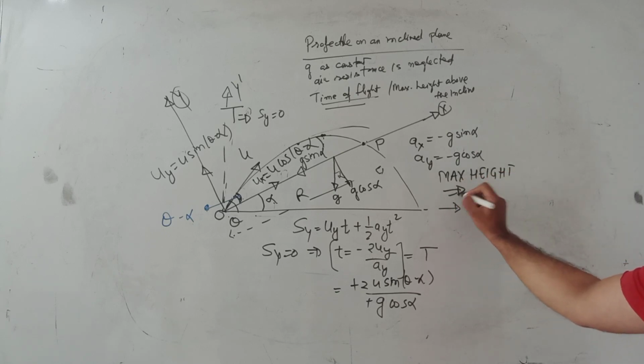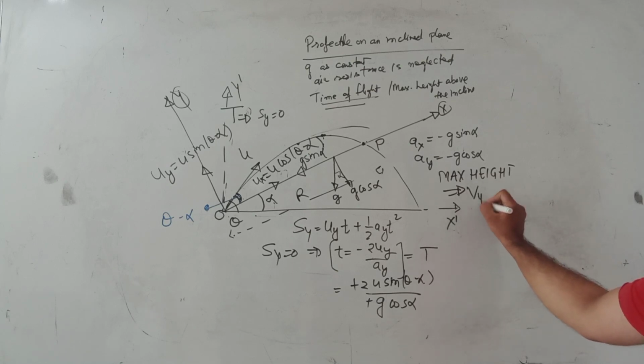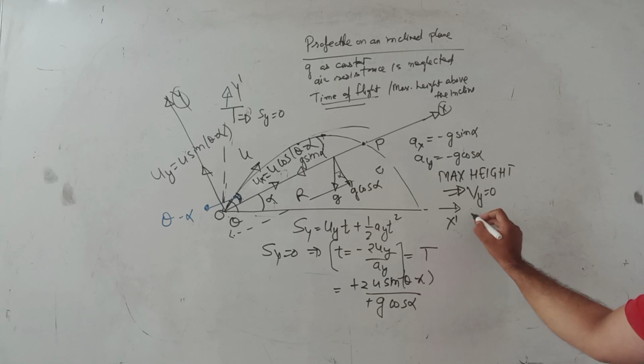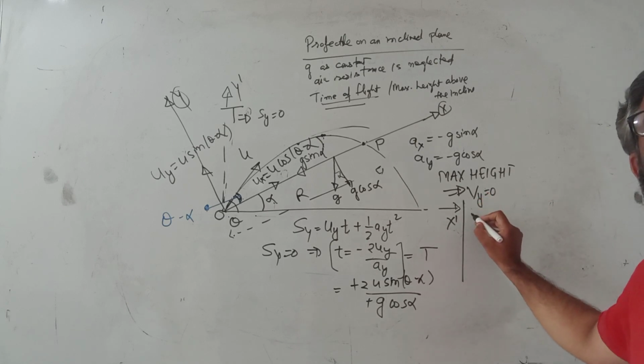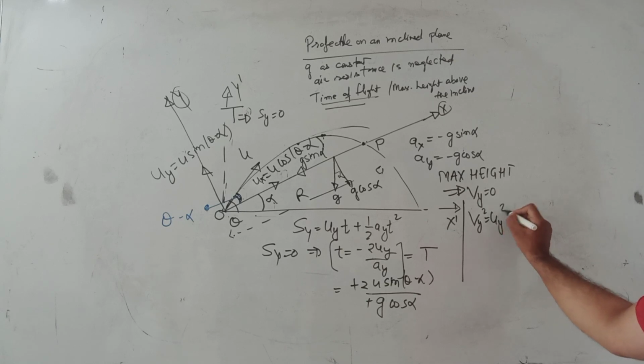What can you write? You can write Vy equals 0. And which equation will we use? We will use the equation Vy square equals Uy square.